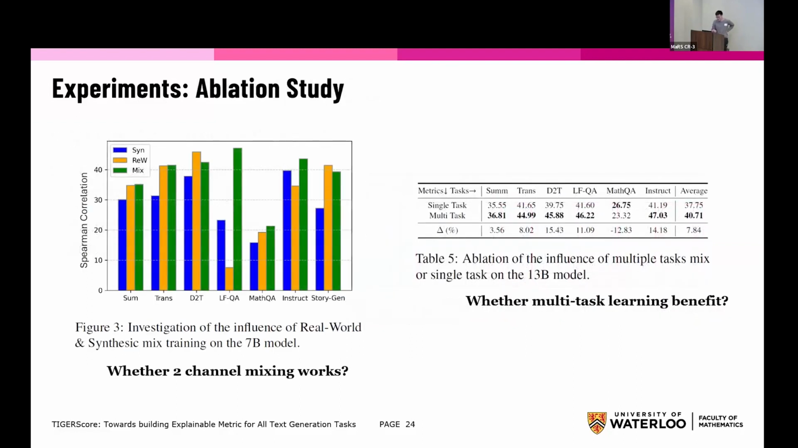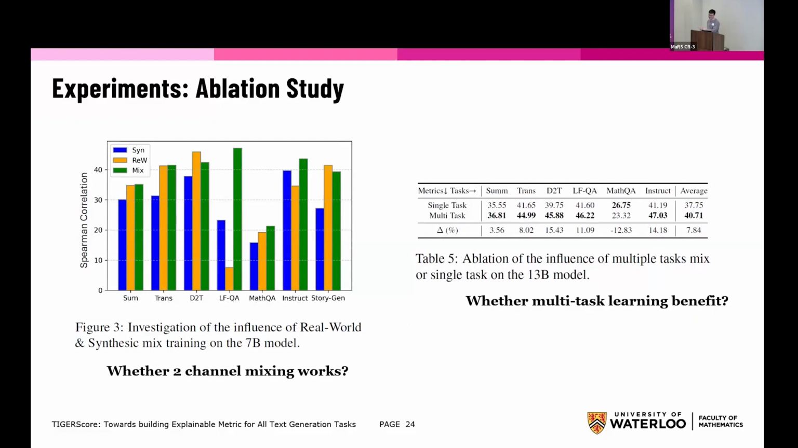We also conducted some evaluation studies. Okay, we want to see whether the two-channel mixing actually works, and this is the result. The green bar is actually the result of the mixing training of the synthetic channel and real-world channel data. So as you can see, the improvement is very significant, especially for the long-form QA tasks.